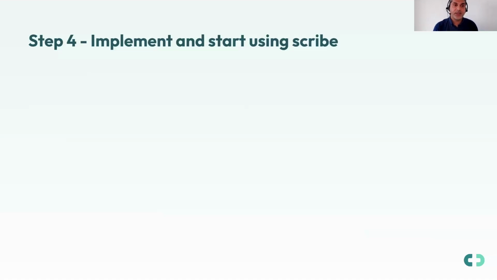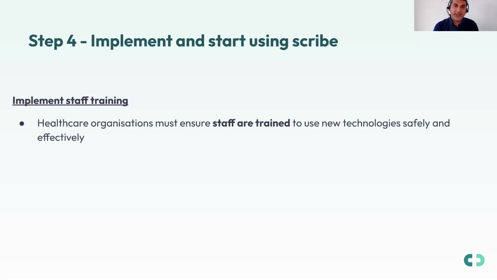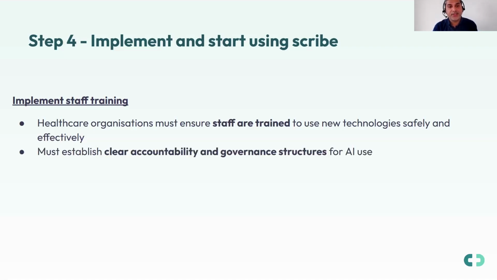Step 4 is actually, once you've done that, then we can go forward and look to implement and start using Scribe. To do that, we really need to ensure that our staff are trained well, and a lot of healthcare organizations really feel that actually there's a few people that are aware of how to use a tool, but the rest of the organization isn't. So it's really about how do we distill all the information down to all of our staff so that they all feel confident and safe in the fact that there's a tool that's being used that can help with patient care.